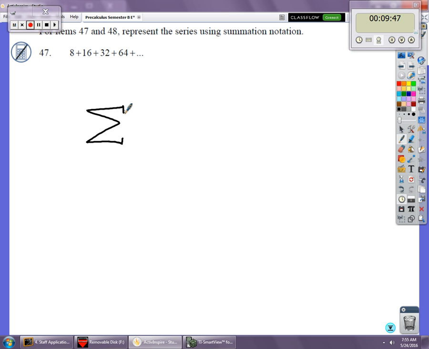This symbol here is a sigma. It's a Greek letter for S, for sum. Okay, and there's 3 pieces that we need to fill in for our sigma notation. The bottom one tells us what term we're going to start with. And since I'm given a list, we're going to be starting with term 1, which is almost always going to be the case.